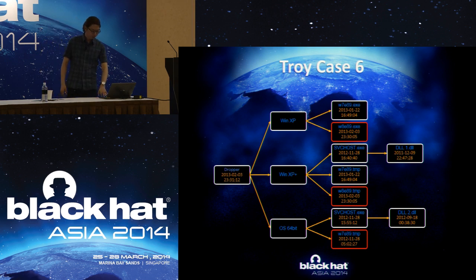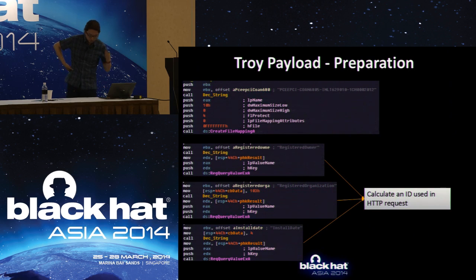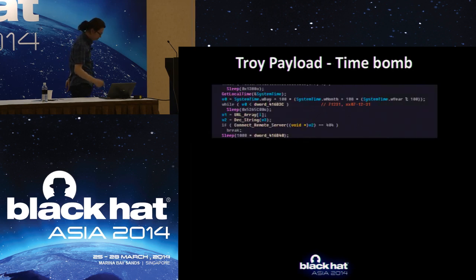So let's see the payload. File mapping object. And then it queries the 3 registry entries to calculate the ID using the HTTP request. The string is also encrypted, so I just showed the decrypted one. Time bomb. I think it's nothing to explain here.